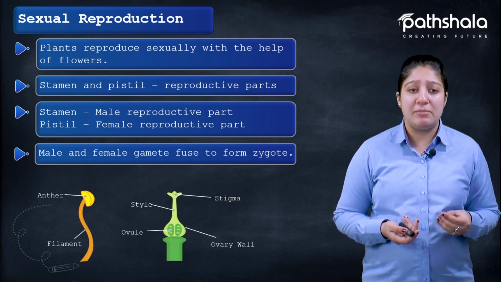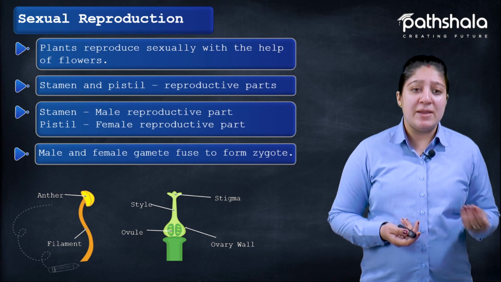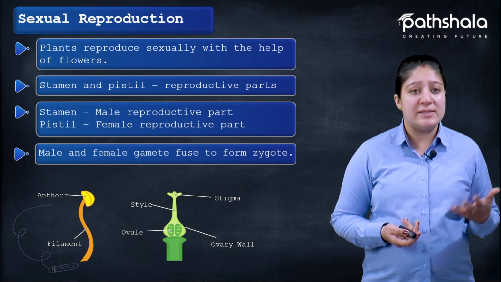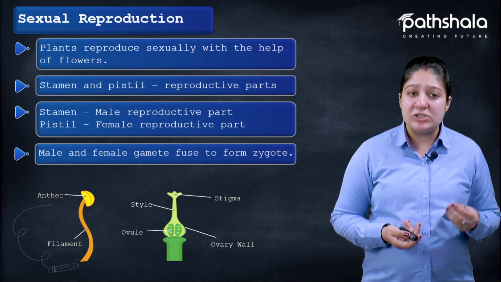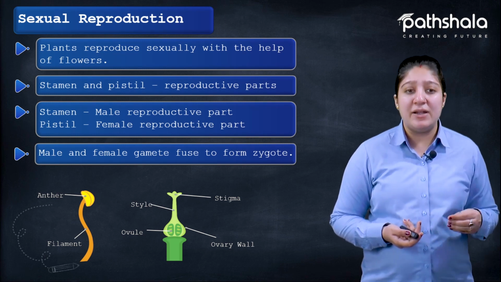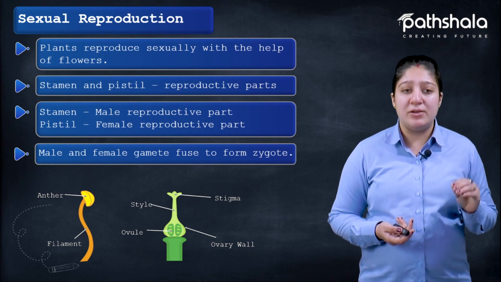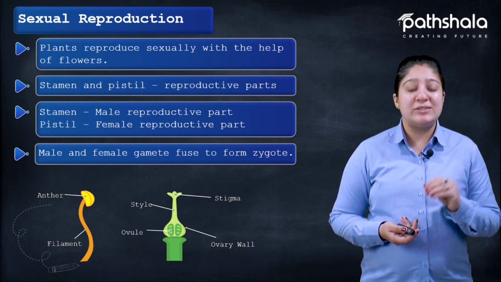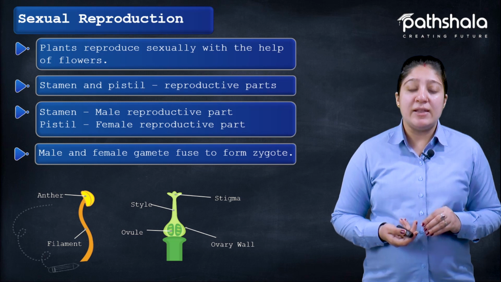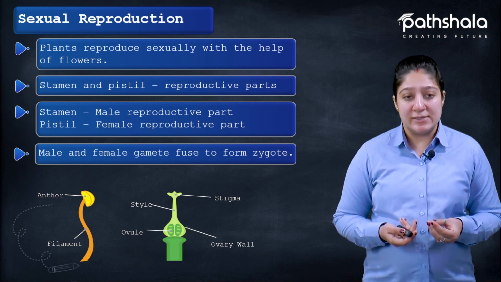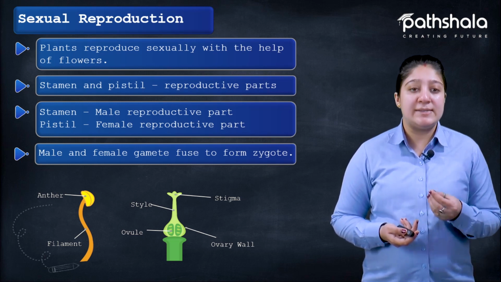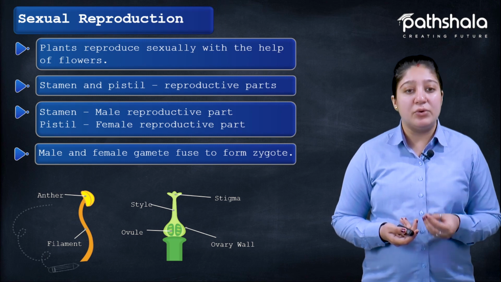Now, here is the image of stamen and pistil. The first one is the stamen. Now, stamen consists of an anther and a filament, from which it is attached to the flower. Anther has pollen grains which produce the male cell, and the female part, which is the pistil, has stigma, style, ovule and ovary.